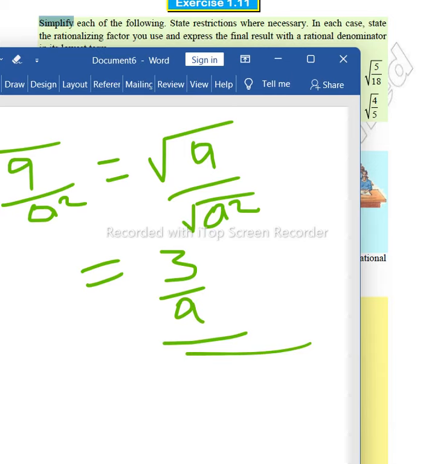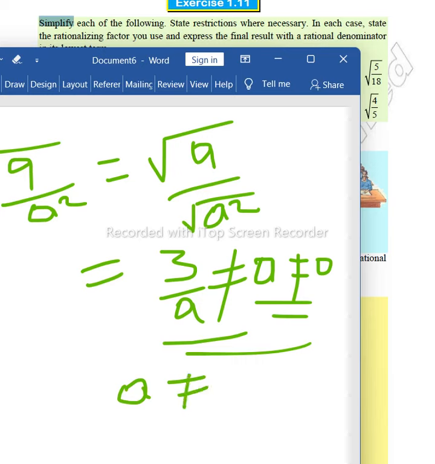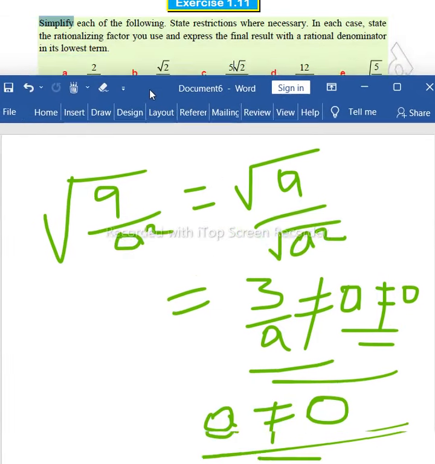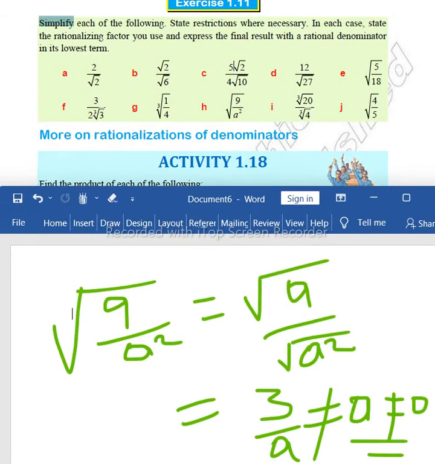The final answer already has the denominator rationalized, and we have to state the restriction when necessary: a will be different from 0. The question says so, because any number divided by 0 is undefined. So we have to say that a is different from 0. This is all for this question.